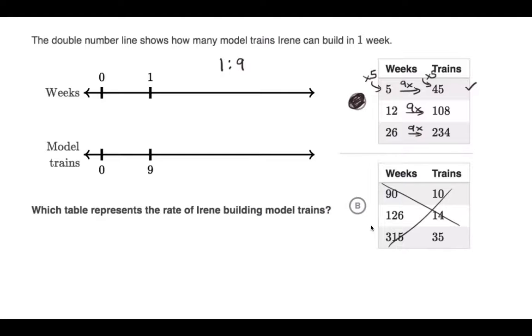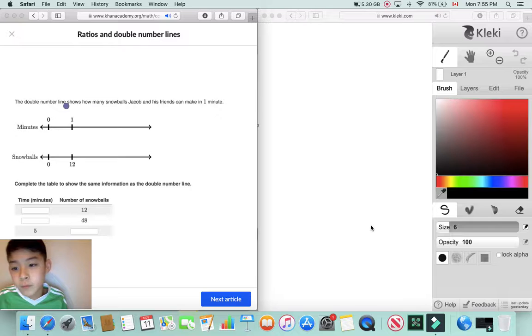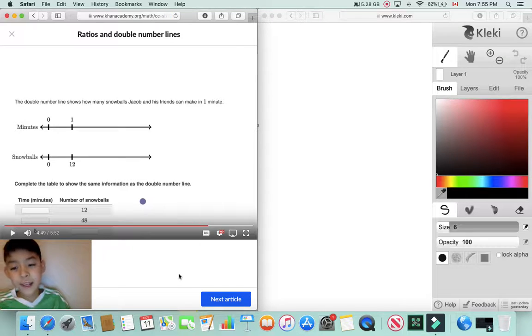Let's do one last example. The double number line shows how many snowballs Jacob and his friends can make in 1 minute. In no minutes, they can make 0 snowballs. In 1 minute, they can make 12. Complete the table to show the same information as the double number line. So once again, pause this video and see if you can work this out.